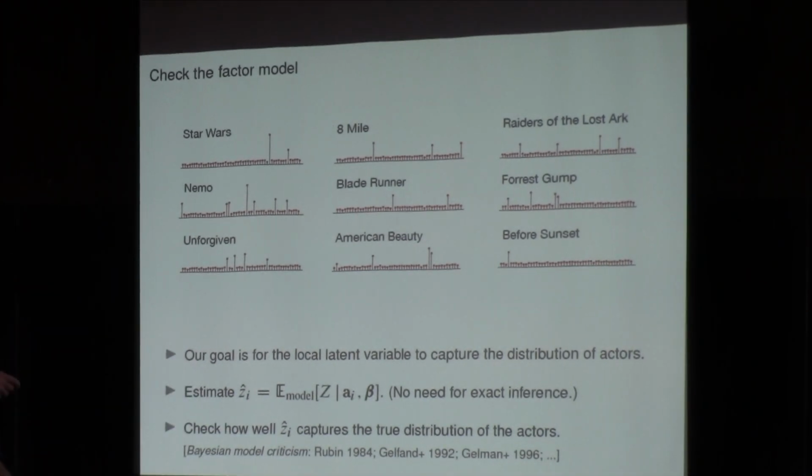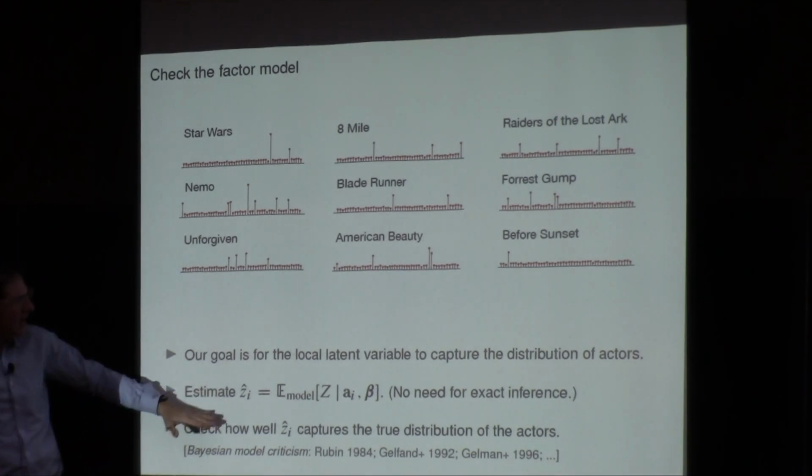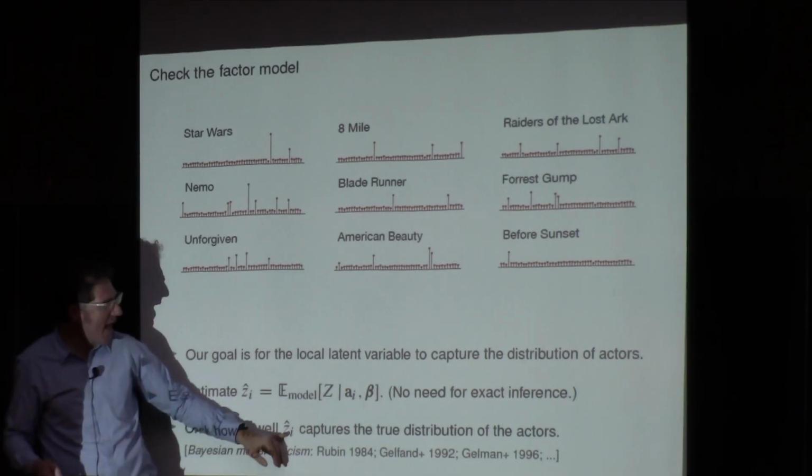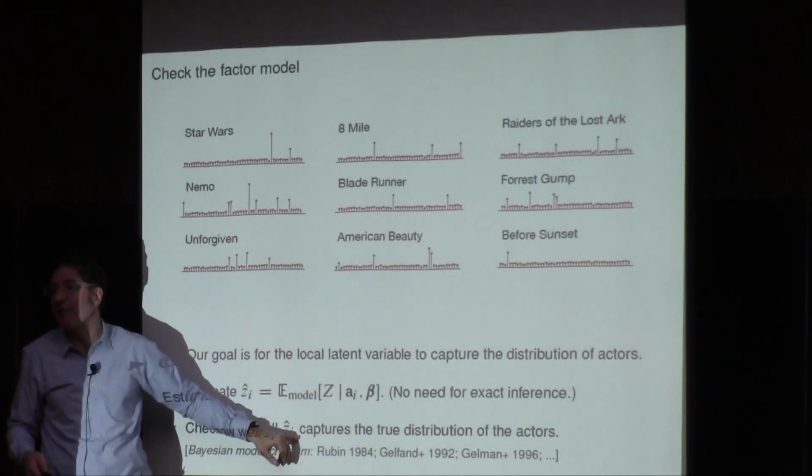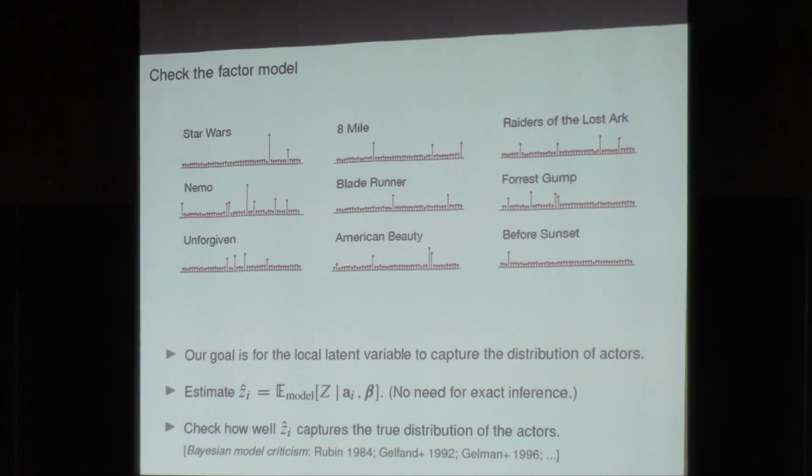All right, so here's a bunch of movies, and this is the posterior expectation of Zi. Given the cast of Raiders of the Lost Ark, this is my understanding of its representation. And my hope is that when I take the inner product of this with the actor representations, I get a good probability of the actual cast of Raiders of the Lost Ark. Blade Runner, 8 Mile, and so on. So these are the Zi's for each movie. I'm going to estimate it, and then I'm going to check how well Zi hat captures the true distribution of the actors.